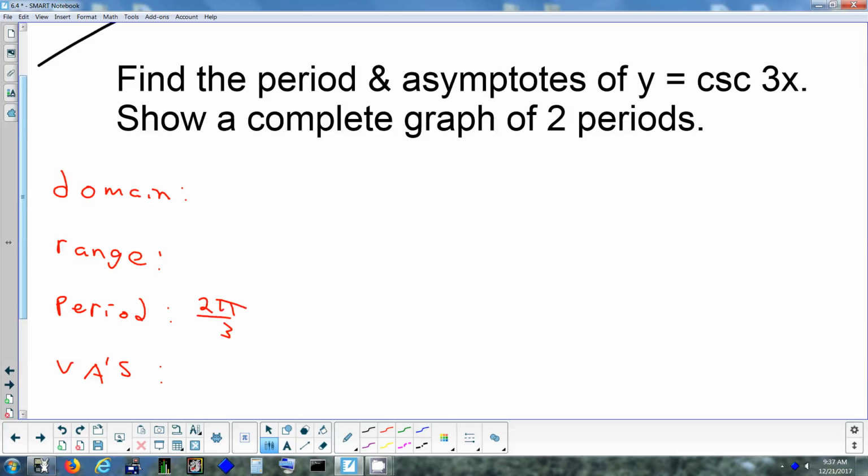Yeah, that's good to find because everything else is based off that. Your asymptotes are based off the period. Your domain is based off the asymptotes. So find the period first. Range is kind of its own thing. You could worry about that later. But what's the 3 doing to the cosecant? What kind of transformation?